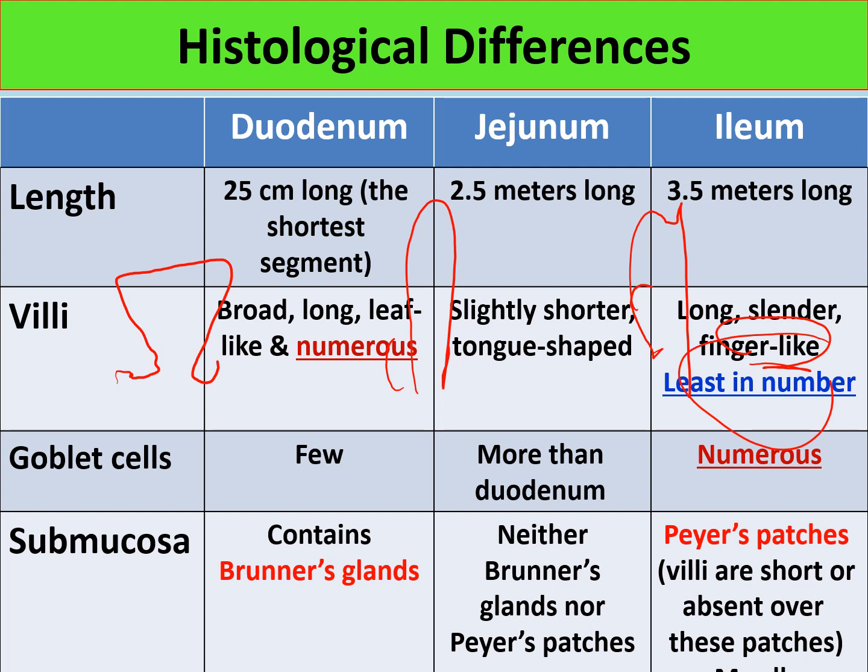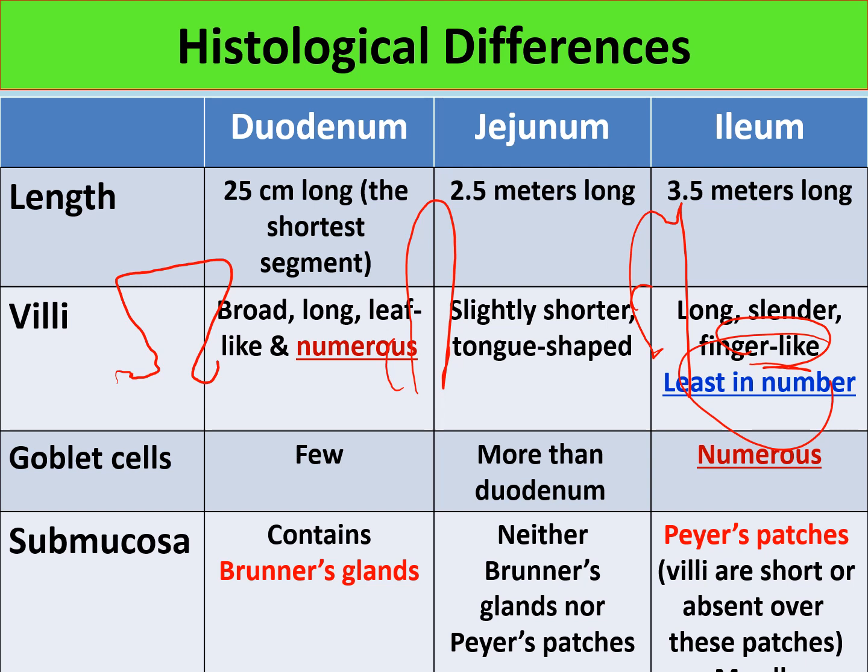What about goblet cells? Goblet cells will be few in the duodenum, increase in number, and will be most numerous in the ileum. The evident layer is the submucosa, which contains mucus acini, Brunner's gland, in the duodenum.